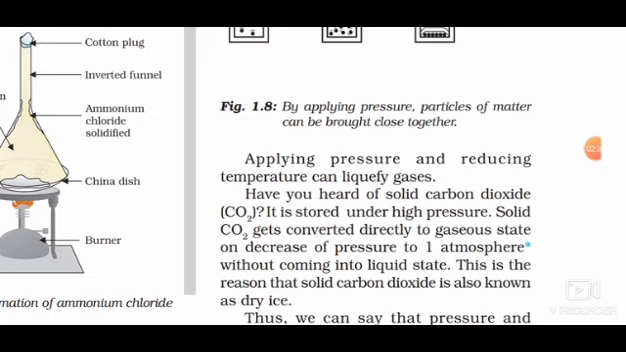Do you remember anything with the word liquefy? LPG. Is it? What is the full form of LPG? It is liquefied petroleum gas, which you are using at your home. In that the gases are liquefied in this way. CNG is compressed natural gas. So all the gases are converted into liquid by applying pressure and reducing temperature. One more example is solid carbon dioxide. Have you heard about solid carbon dioxide, CO2? It is stored under high pressure. Solid CO2 gets converted directly to gaseous state on decrease of pressure to 1 atmosphere.